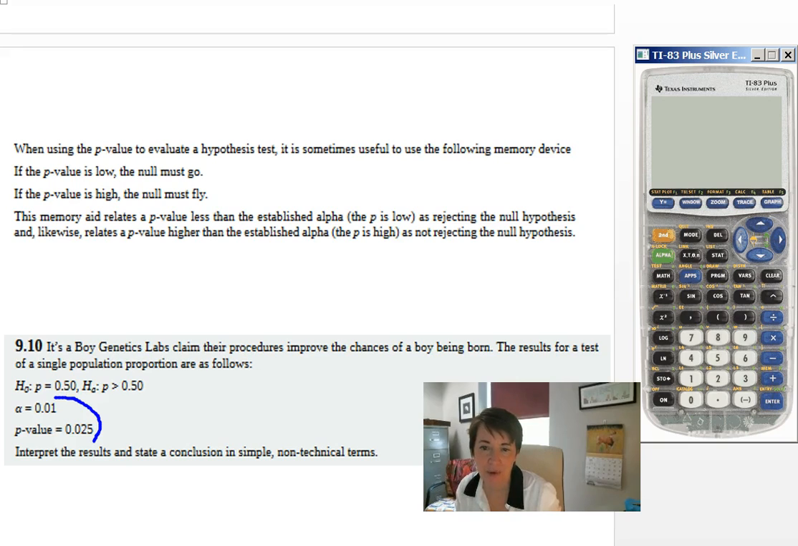If our p-value is less than our alpha, our level of significance, then we're going to reject it. But this p-value is not less, okay? This p-value is more. Since the p-value is higher, that means we are not going to go with the alternate hypothesis. It is a do not reject our null hypothesis. We're going to stick with the null hypothesis because the p-value is higher than our significance level.